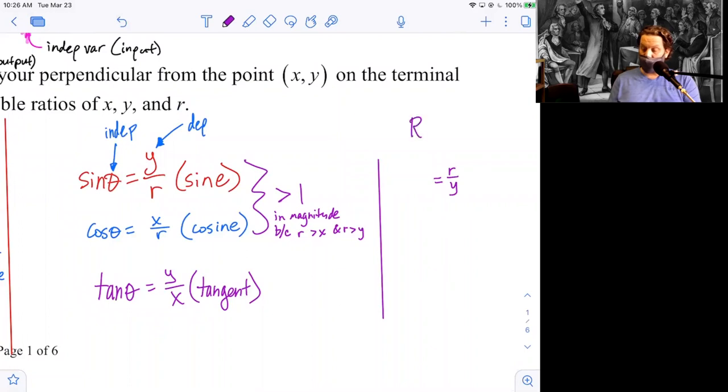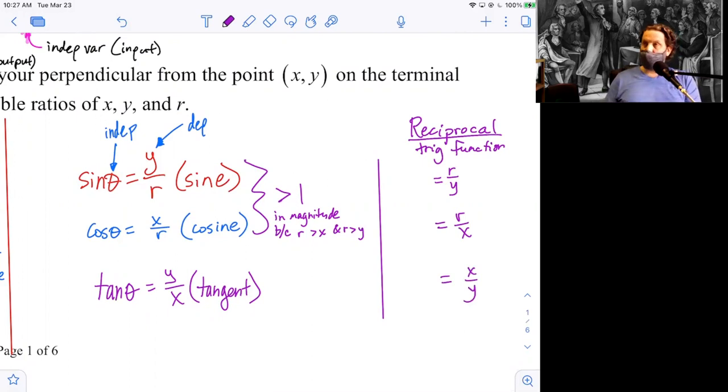Not inverse, but they're the reciprocal trig functions. The reciprocal trig function. So the reciprocal of x over r is r over x, and the reciprocal of y over x is x over y.